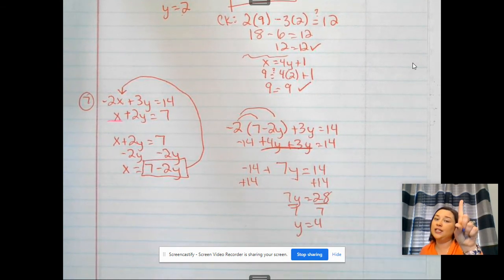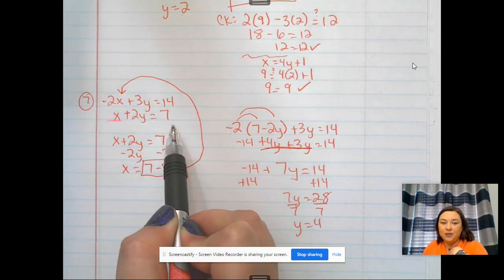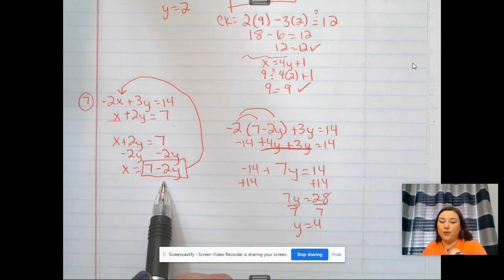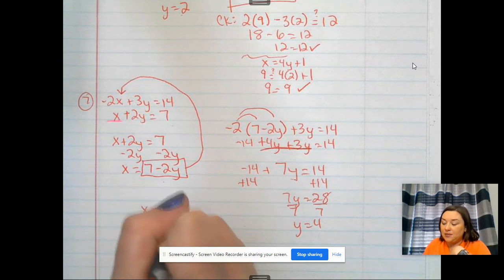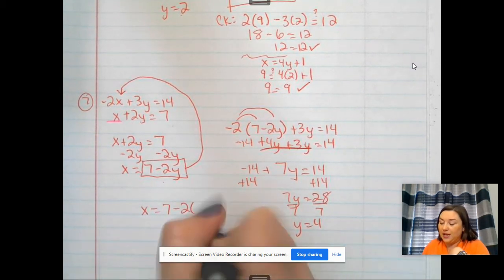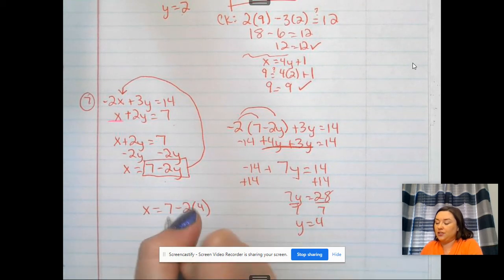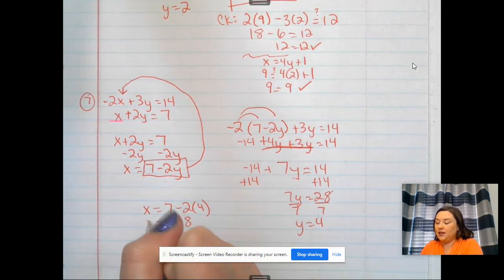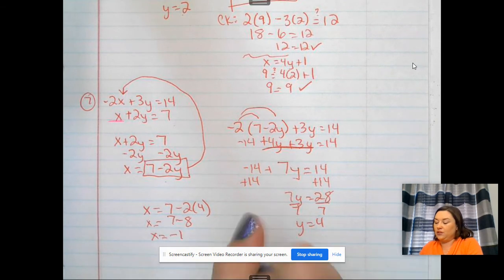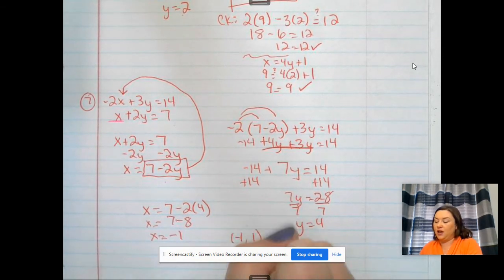Once I know what one letter is equal to, I can plug that 4 into the first one, the second one, or the one we solved for. But it makes most sense to me to plug it into the one we solved for because that one is already solved for x. So 7 minus 2 times 4, which is 8, is negative 1. So the ordered pair is negative 1, comma 1.